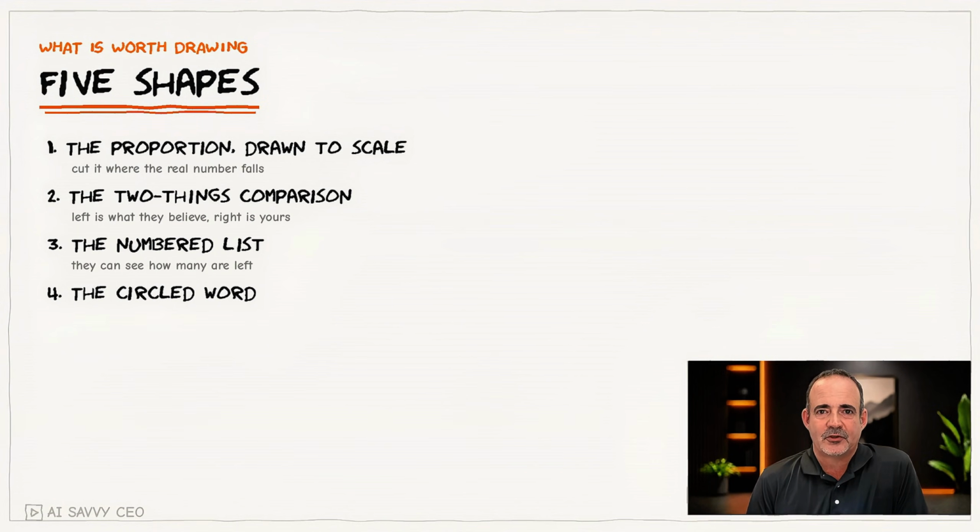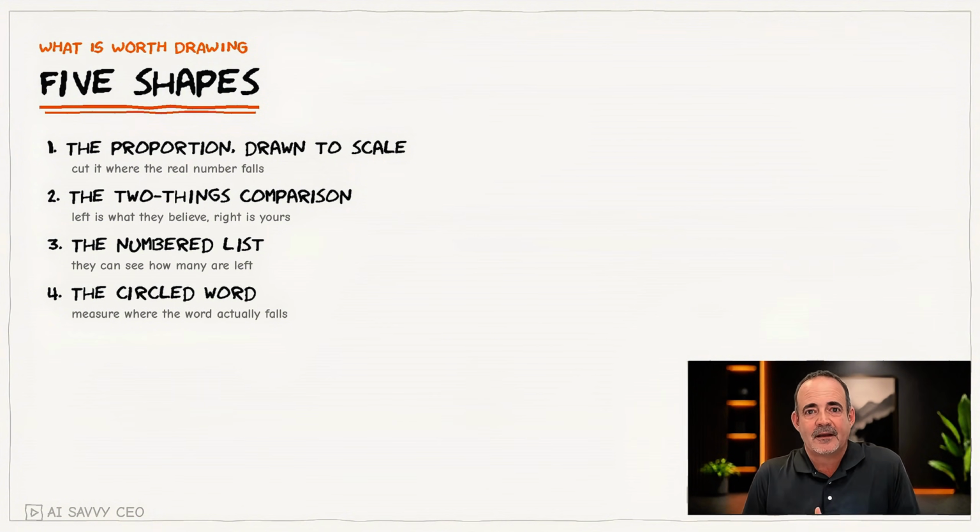4. The circled word. Write a full line in plain ink, then circle the one word that's load-bearing. Nothing focuses attention faster. But you have to measure where that word actually falls. Ask the font how wide the text before it is, rather than eyeballing a coordinate, or your circle lands two letters off and looks broken.